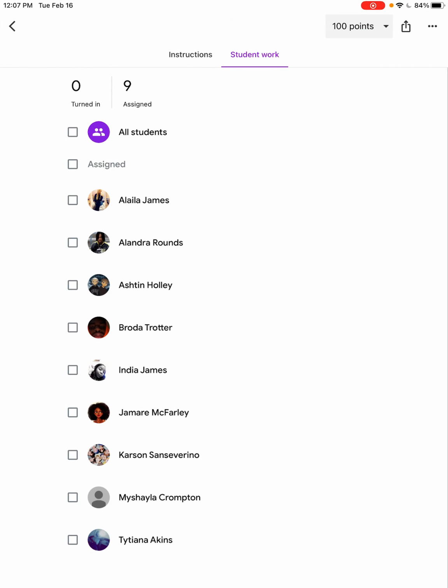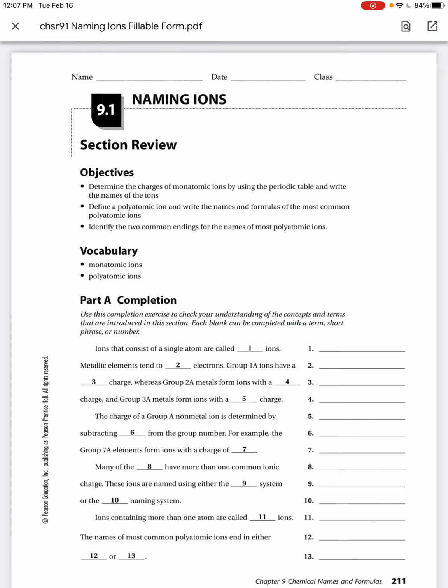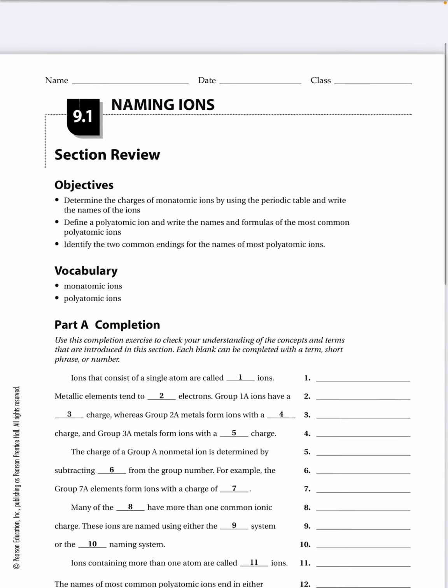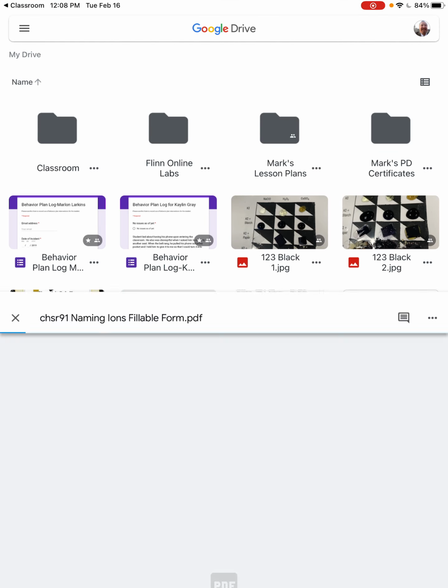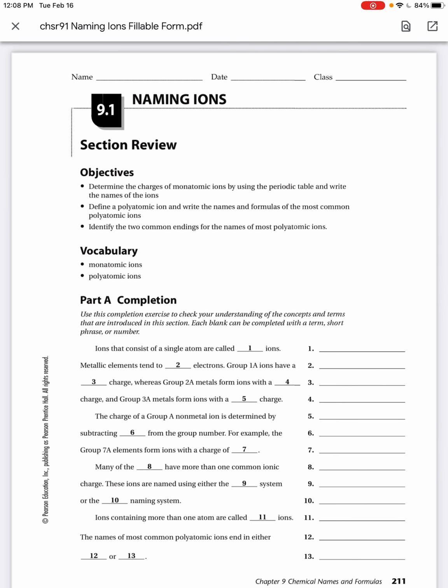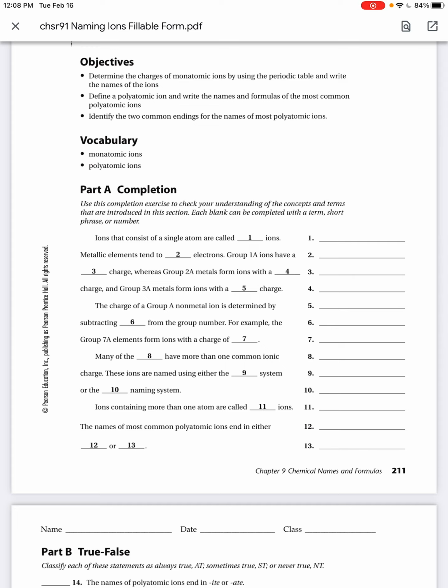So here is review of terms and concepts, and here is our form I'm going to open, and I don't seem to be able to write in it. I'm having trouble using my Google Pencil. Well, that didn't help me get to my Google Drive. I just want to see this. So what I'll do is I'll just talk you through it and share the answers with you so you can quickly get through it, and I will read this.